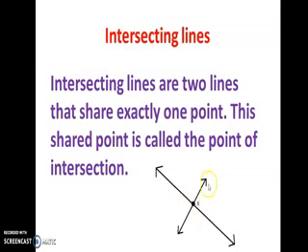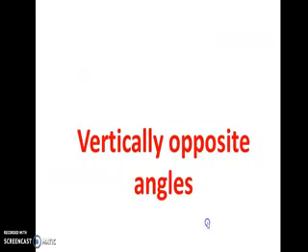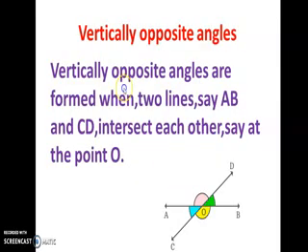These types of angles we call vertically opposite angles. So vertically opposite angles are formed when two lines, say AB and CD, intersect each other, say at the point O. Here O is the point of intersection.